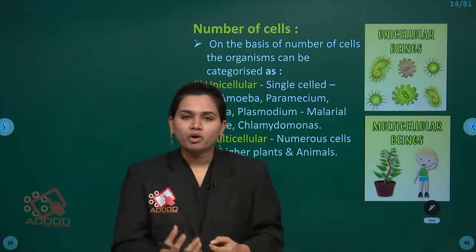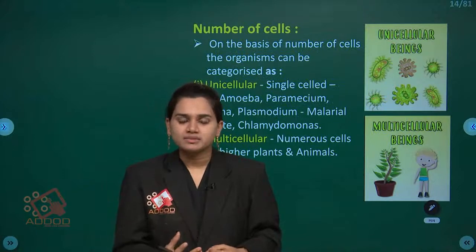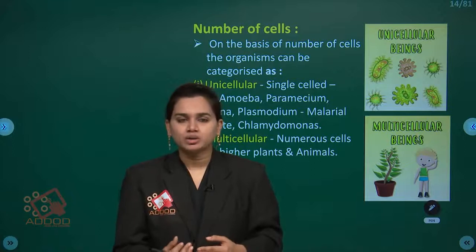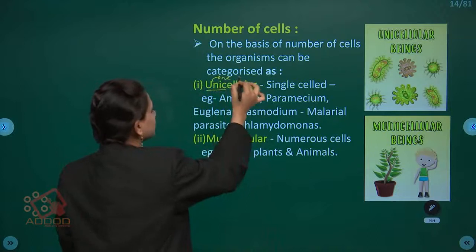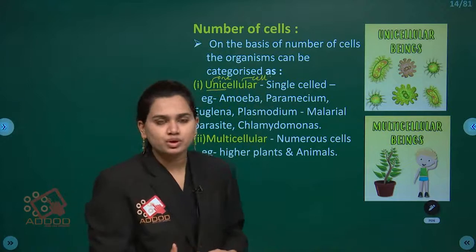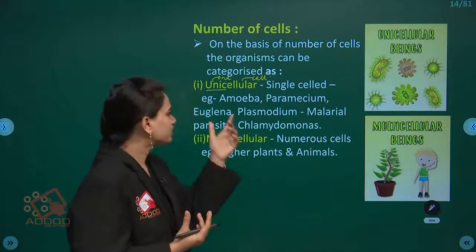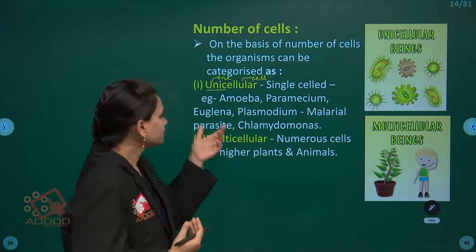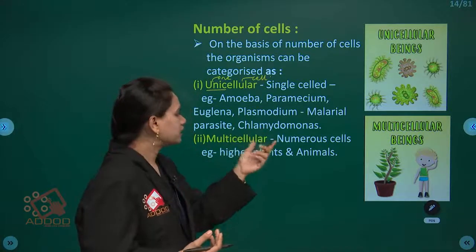Now, based upon the number of cells which are present in an organism, all the organisms are divided into two types, that is unicellular organisms and multicellular organisms. Uni means one and cellular means containing the cell. So, unicellular organisms are those organisms which consist of a single cell. We have examples for that, that is amoeba, paramecium, many bacteria, euglena, plasmodium, which is a malarial parasite, and chlamydomonas.